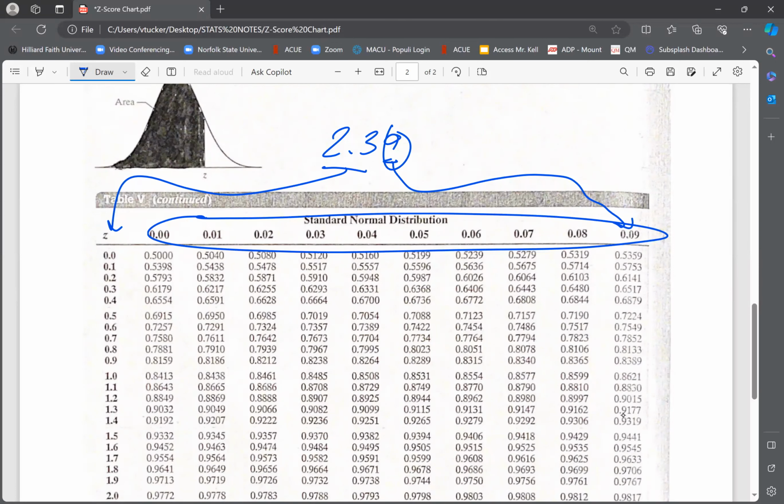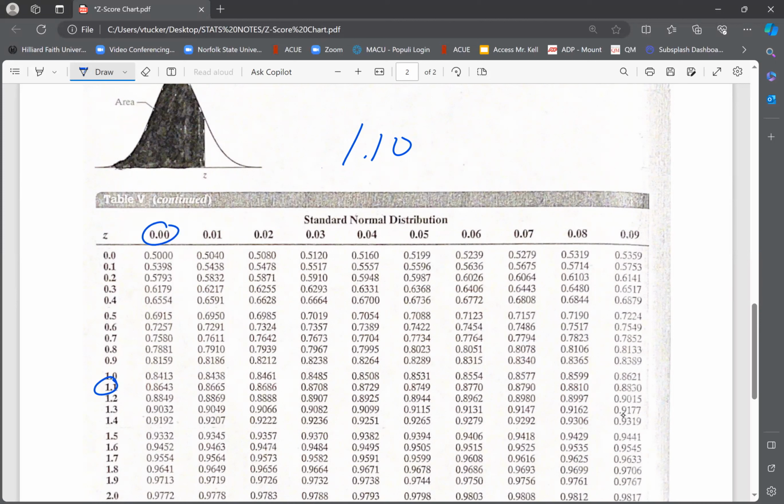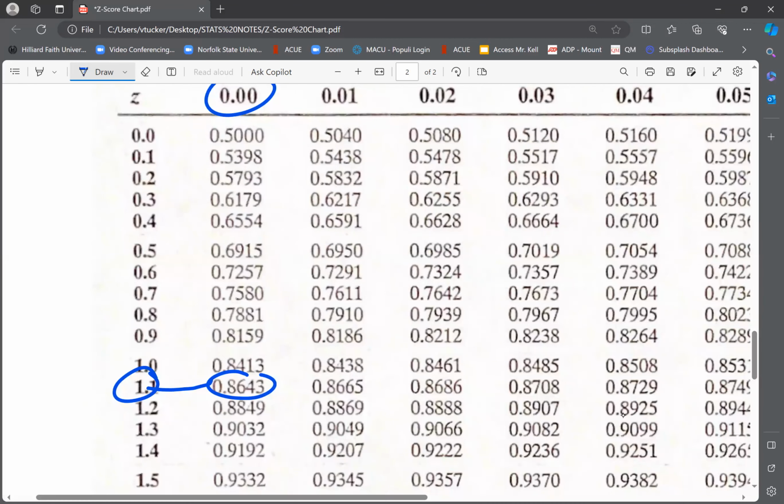Okay. So now we are looking for 1.10. So 1.1 is right here. 0 is right here. And where they meet is right here. Look at it closer. There you go. And so the value is 0.8643. So now when we go back to our notes, that's where I got this value from, 0.8643.